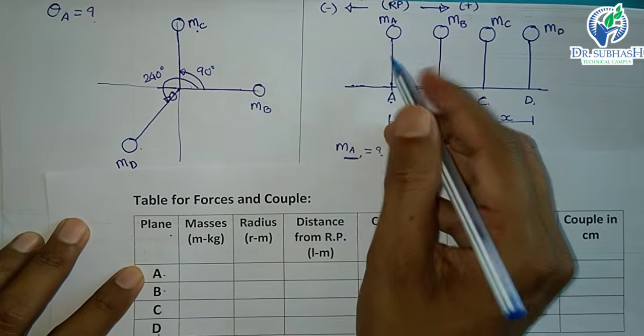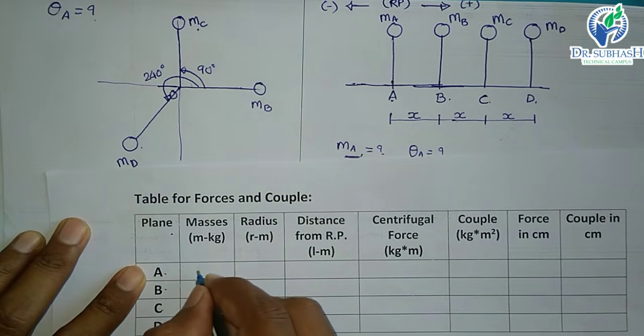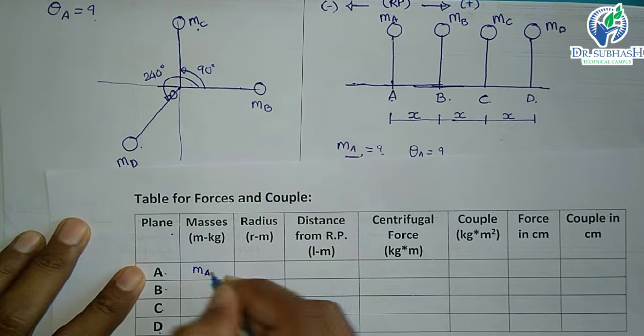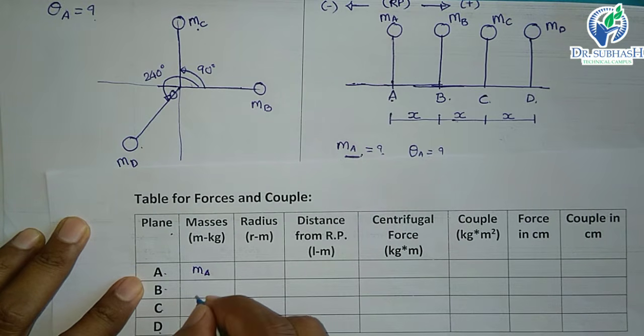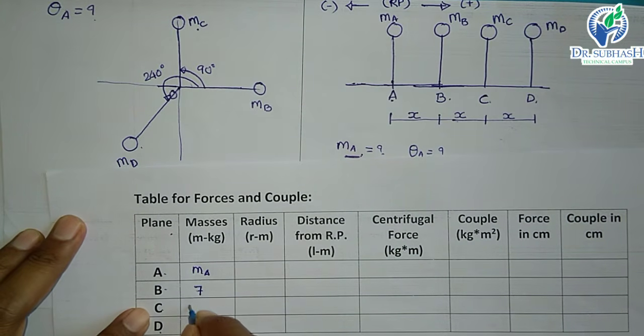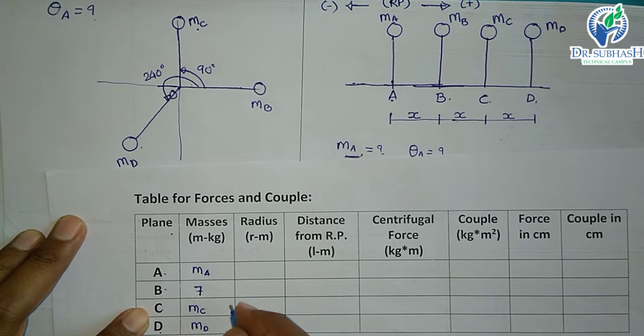Now in A plane the mass is MA, so here we write MA. The mass of B plane is given, MB is 7 kg, so here we write 7 kg. The mass in C plane is unknown, we write MC, and the mass in D plane is MD.